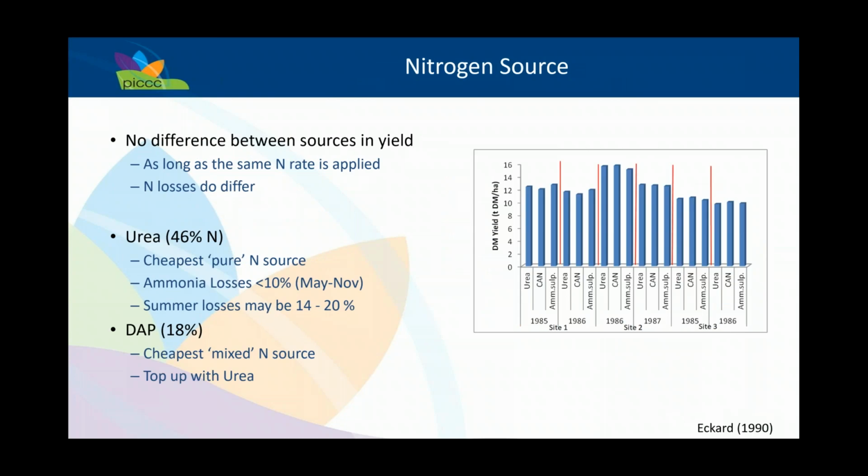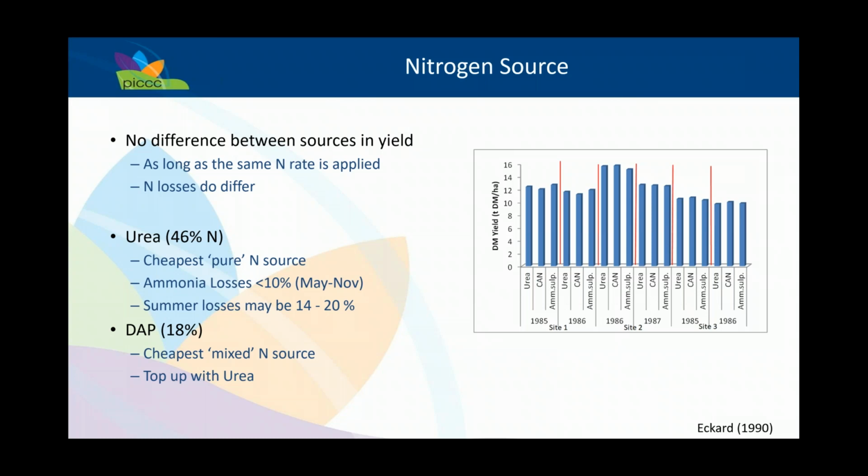There were questions around nitrogen source, and we've tested a whole range of sources of nitrogen. You can see on the graph on the right urea, calcium ammonium nitrate, which is the same as limestone ammonium nitrate, different products, ammonium sulfate. What we've got there is different seasons and different sites, so three sites and two seasons at each site. And you can see, if you stick within each of the three groupings of bars, there's actually no dry matter yield response difference between all those sources of nitrogen, as long as they're applied at the same elemental rate.